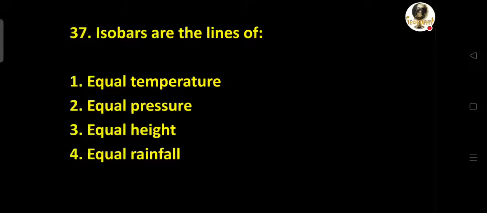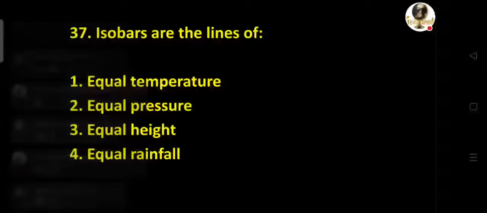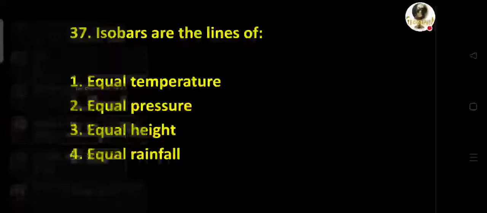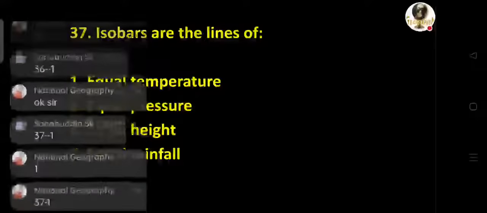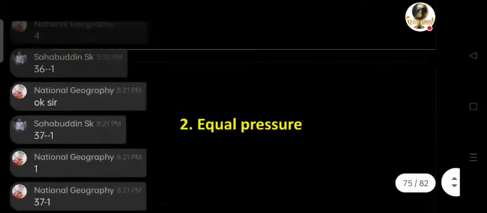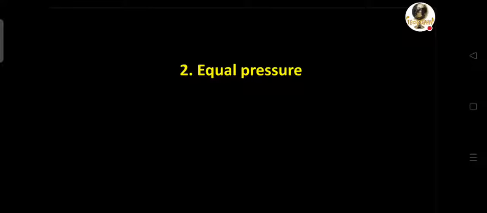Option 1 is the answer for question number 37, Sabuddin. Isobars are lines of equal temperature, equal pressure, equal height, equal rainfall. So I will explain this question. The lines joining places of equal atmospheric pressure are known as isobars. Basically equal pressure, option 2 is the correct answer. Listen carefully, read the question carefully, and then confirm the answer: equal pressure.